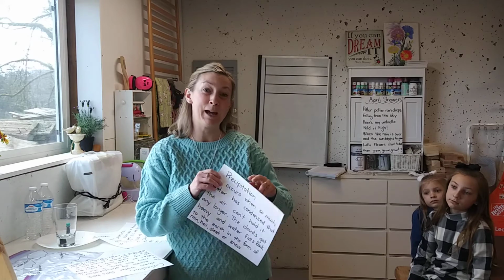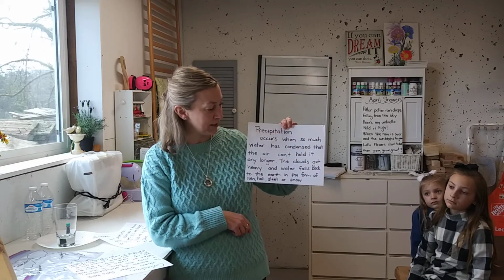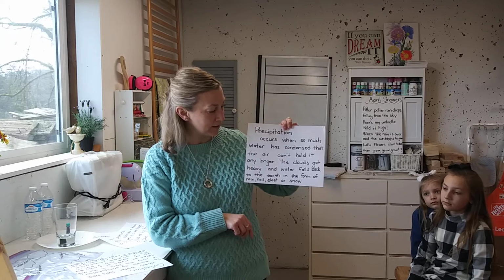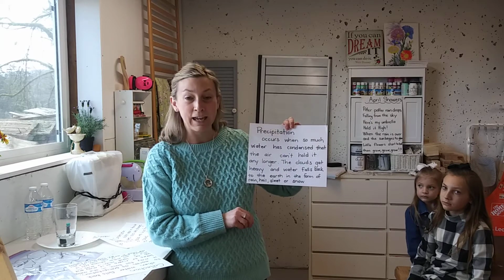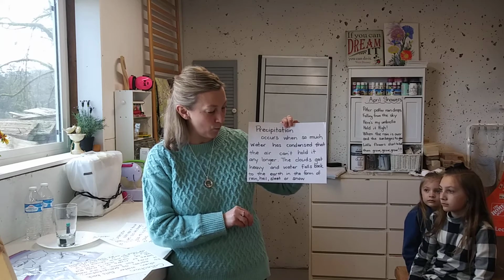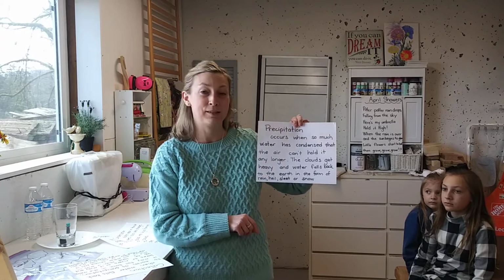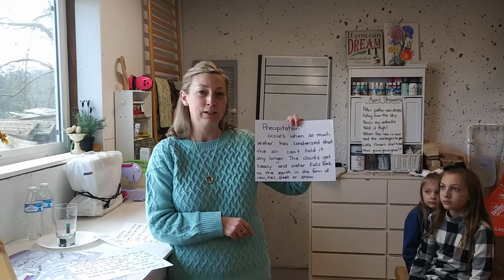Here's one thing that's been happening a lot right now, precipitation. So precipitation occurs when so much water has condensed that the air can't hold it any longer. The clouds get heavy and water falls back to the earth in the form of rain, hail, sleet, or snow. And you've noticed we've had a lot of rain lately.